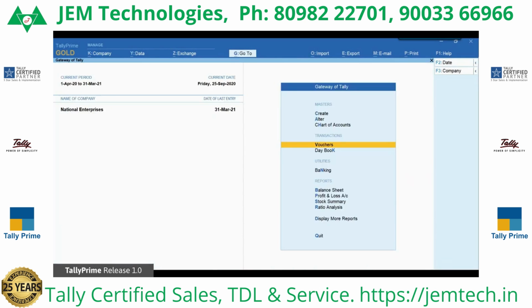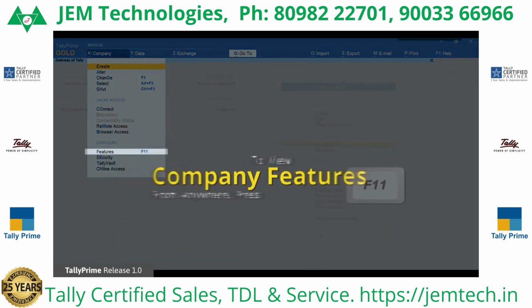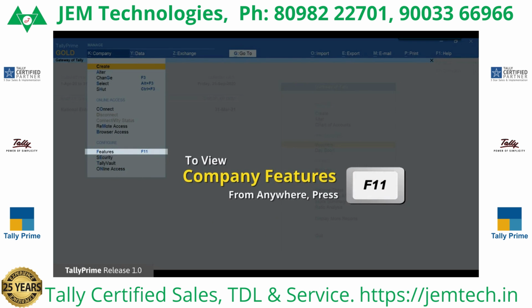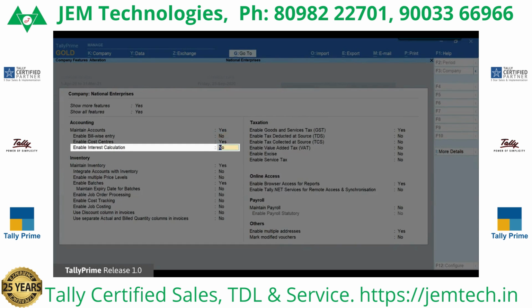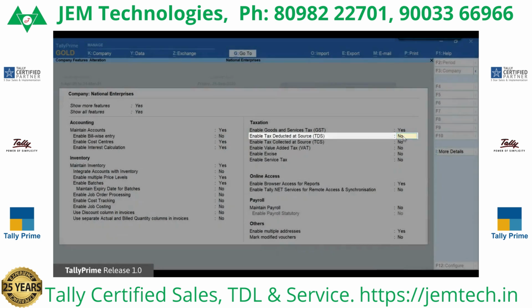TallyPrime offers a wide variety of features that are not enabled by default. You can use the F11 Features option to enable the required ones to extend the functionalities as per your business needs. For example, you can enable interest calculation. For inventory, you can enable price levels. And in statutory, you can enable TDS and so on.